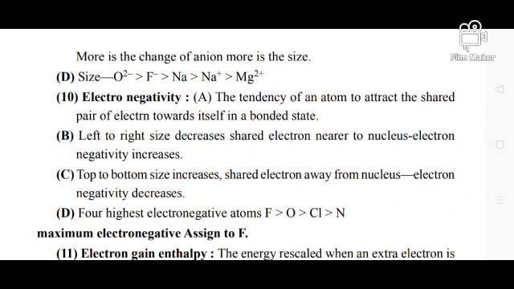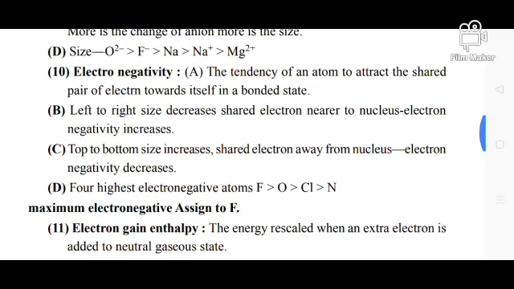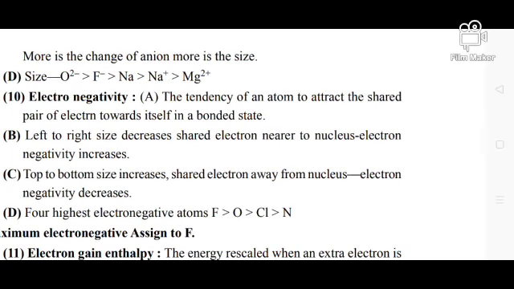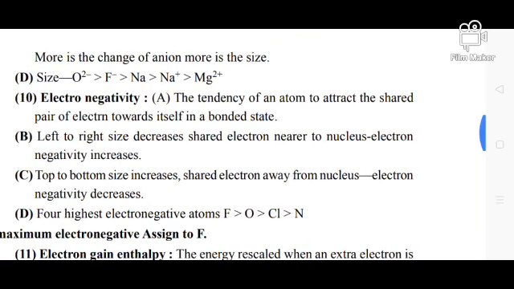Okay, because it has a large number of electrons, more electrons than fluorine. And in the case of sodium, Na and Na plus, whose ionic radius is greater? Now, sodium having no positive charge, that means the sodium metal.